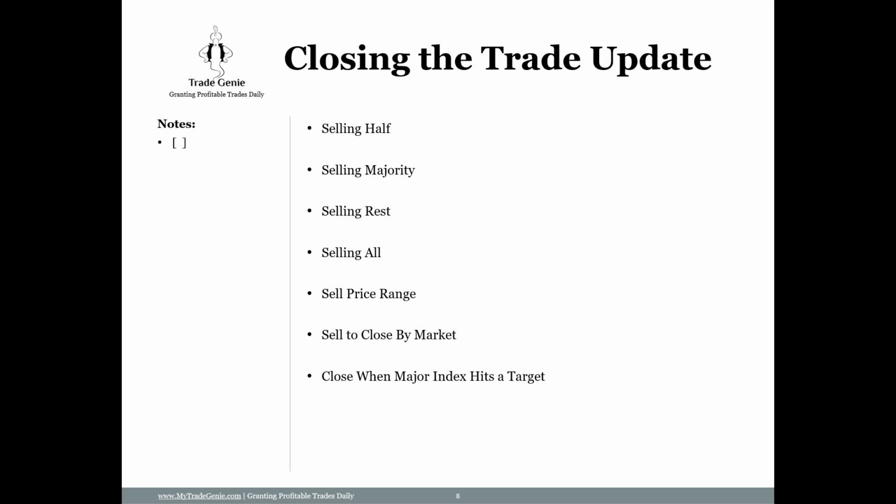Selling majority means selling the majority of your contracts, like 70-80% of your contracts or shares. So if you have 10, you sell 7 or 8. The reason I send out the alert to sell majority is that it's hitting the major target, or hitting some resistance, or the option gains are 75%, 80% or 100%. So there are multiple criteria, or just one of them.